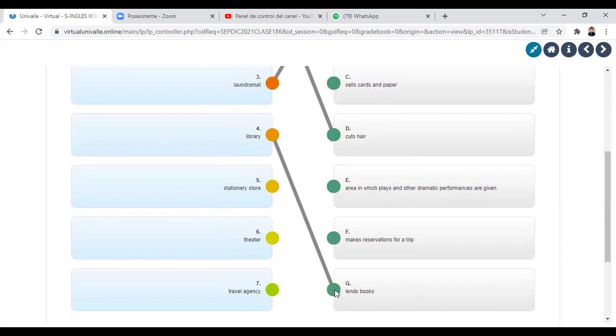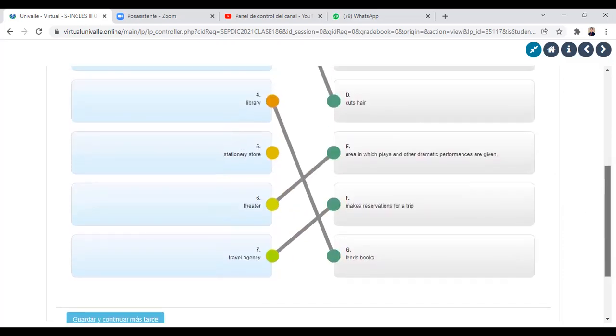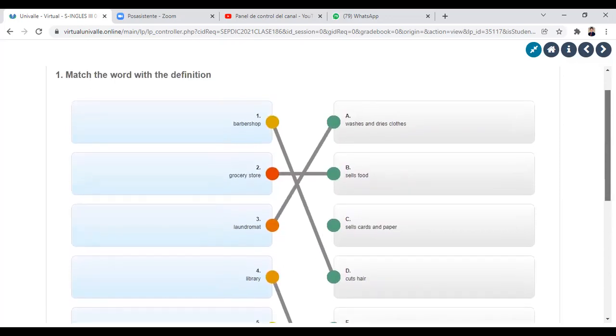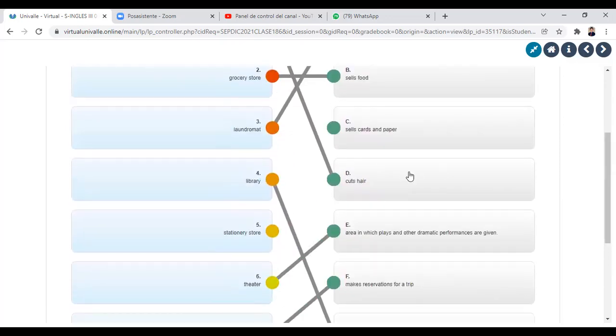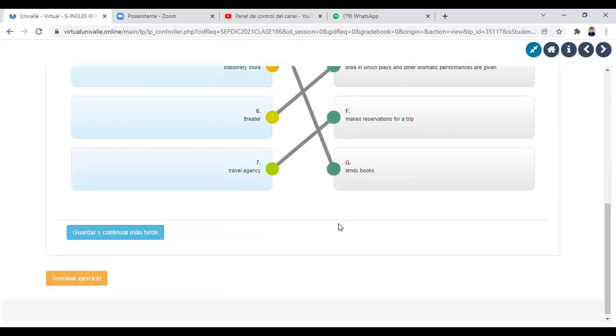Okay. Theater, that will be area in which plays and other dramatic performances are given. Travel agency makes reservations for a trip. Okay. And stationery store will be sells cards and paper.